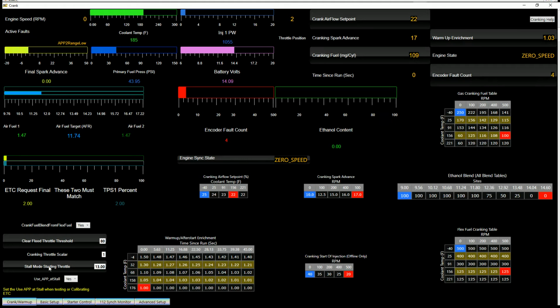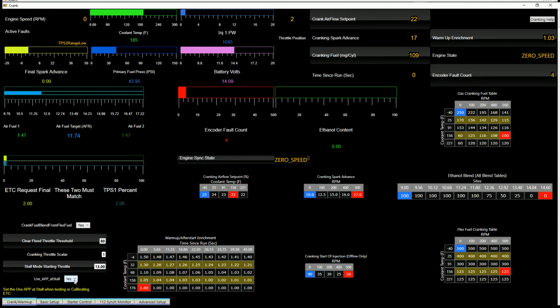Stall mode starting throttle, 13% in this example. In the stall mode on electronic throttle, this does not apply to idle air, it's going to have the throttle sitting at 13%. So when you go into crank, it's going to go right to this table to 22%. So you can use this value to help choke the engine when you go into starting. I typically will leave this somewhere halfway between this value and 0. You can leave this at 0. It just depends on what the engine wants and needs to get it to fire.